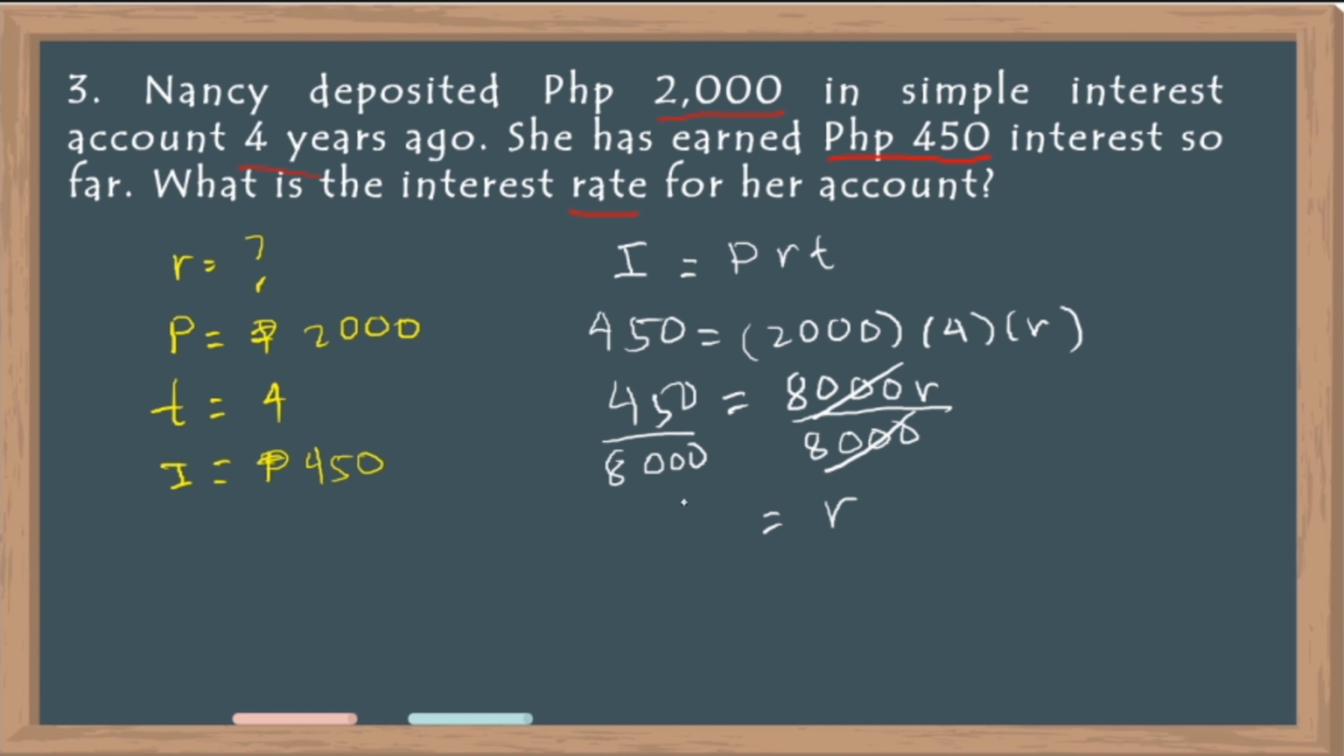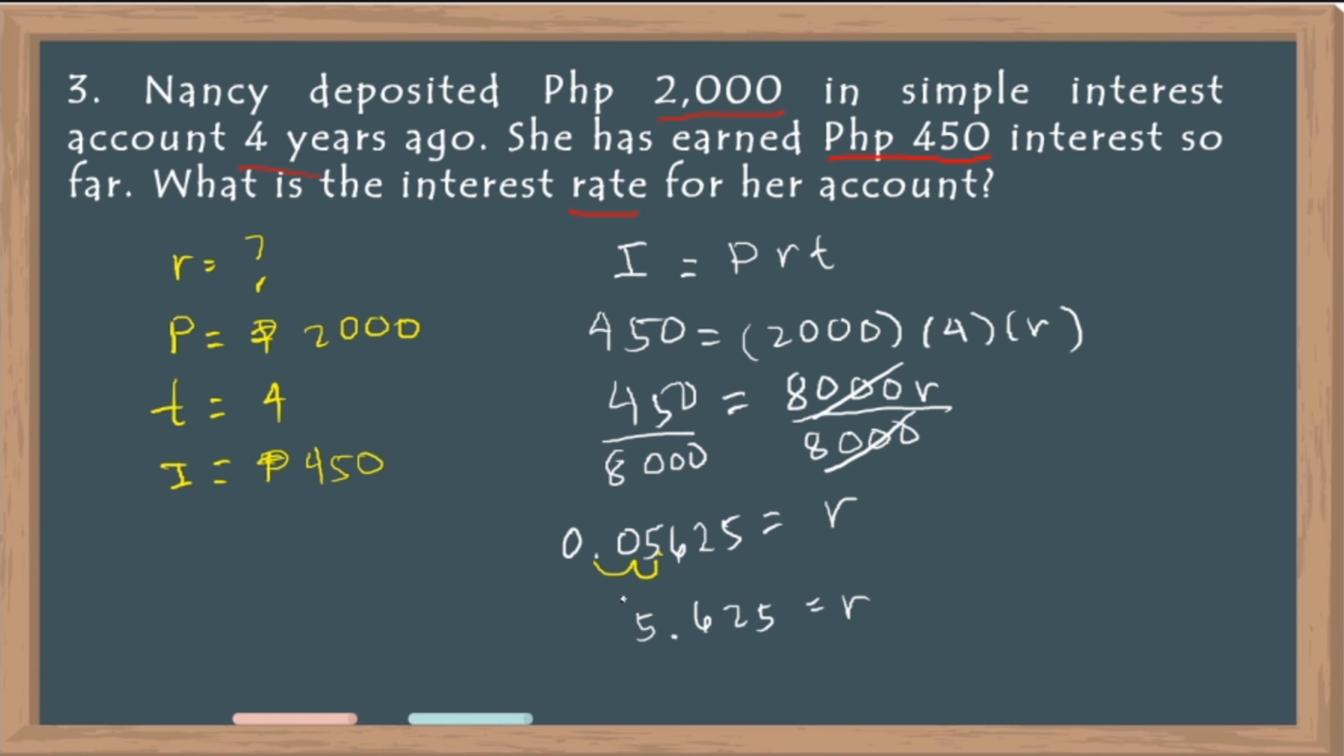So, 450 divided by 8,000, that is 0.05625. Pero ito ay nakadecimal, gawin lang nating percent. So, move tayo naman papunta sa kanan, dalawang decimal places, 1, 2. So, tanggalin na natin itong 0 sa unahan. No? Insignificant na yan. So, we have now 5.625. That is our R or rate.